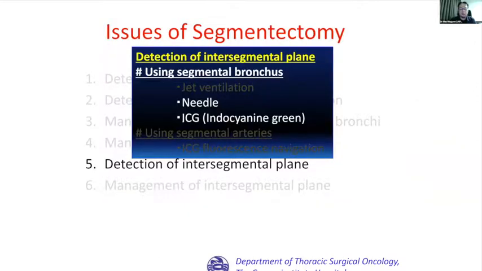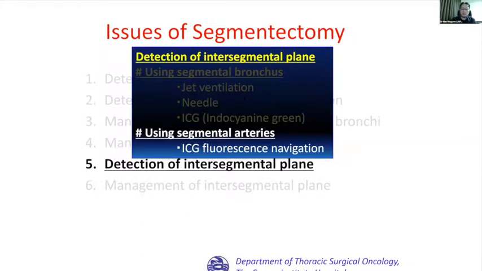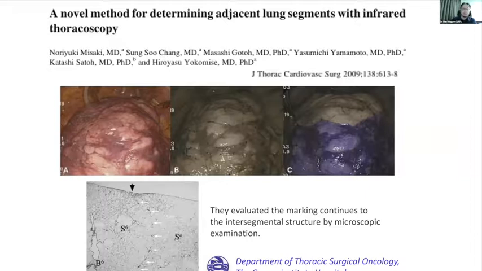And there are some reports using needle inflation and ICG injection from the target bronchus. And these are segmental bronchus techniques. So now I use ICG fluorescence navigation. This technique was first reported by Dr. Misaki from Kagawa University in Japan. He used a prototype of IRT. After dividing the segmental artery and bronchus, ICG is injected intravenously. So the dark area is the target segment, and the residual segments are lighted like this.